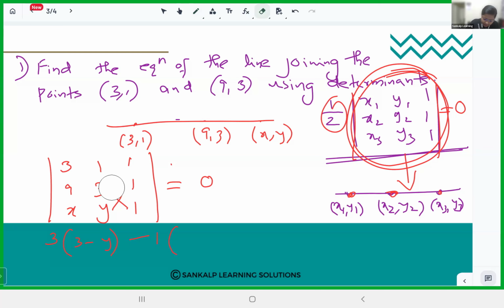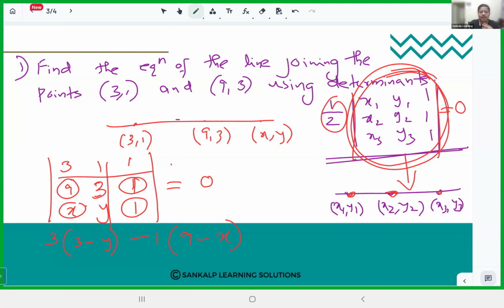Now what happens? You have to eliminate the row and column containing 1. Okay, so this is the row and column containing 1. So what is remaining? 9, 1, x, 1. You have to cross multiply. 9 into 1 is 9 minus x into 1. x into 1 is x, minus x, right?